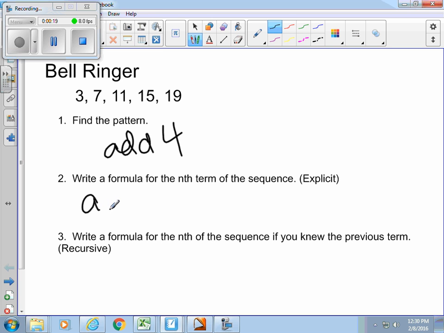a sub n equals a sub n plus 2, all in parentheses, plus 4 times a sub n plus 1. Huh? No. It's 3 plus 4 times n minus 1. Yes. You don't want a sub n in an explicitly defined sequence.